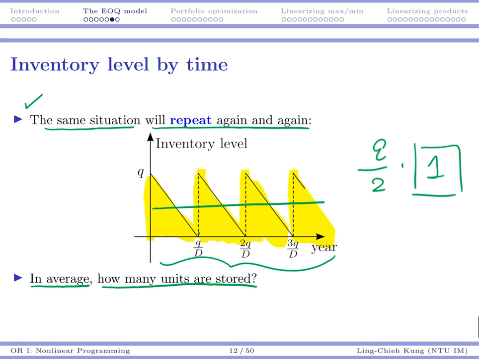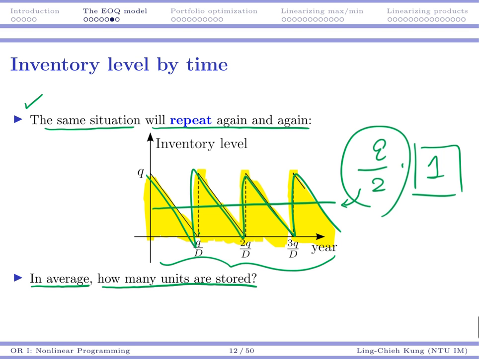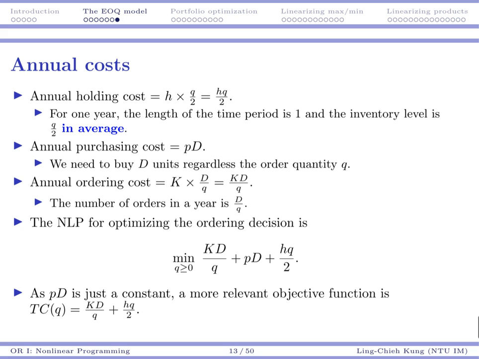You either look at this graph and understand that on average, every day we have Q over 2, or you do some integration and get the area below the curve. You're going to get the same thing. So now we are ready to do our formulation. Once I choose my ordering quantity, my annual holding cost would be HQ over 2. For 1 year, the length of the time period would be 1, and my inventory level is Q over 2 on average, right? So Q over 2 is my average inventory level, and I need to pay H for that for each year.